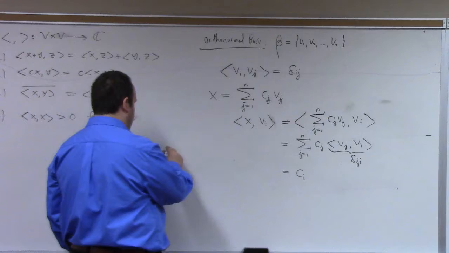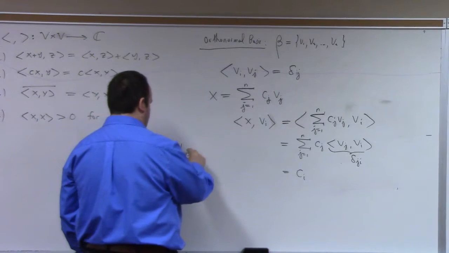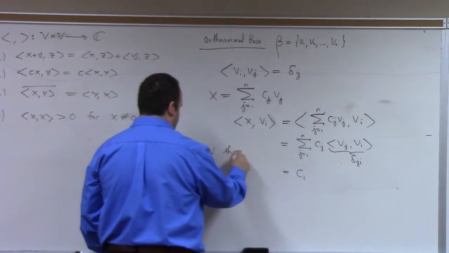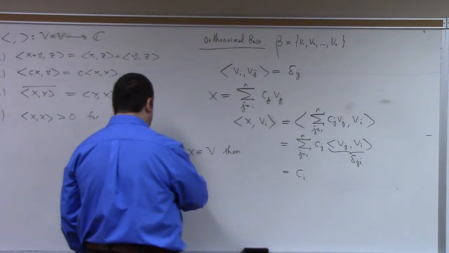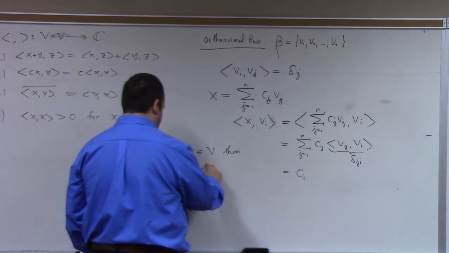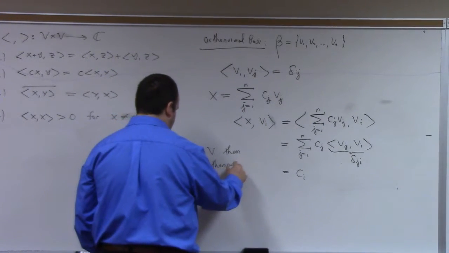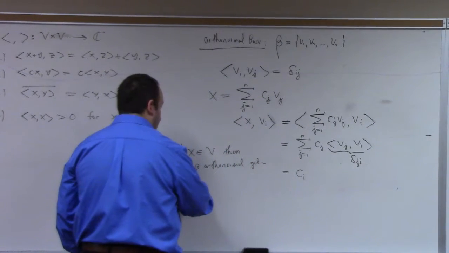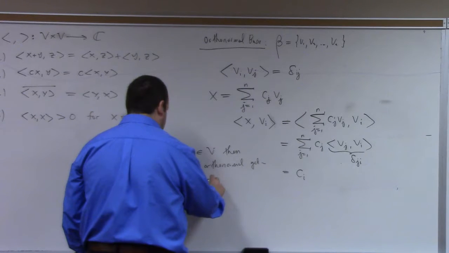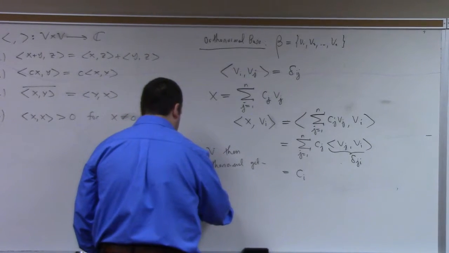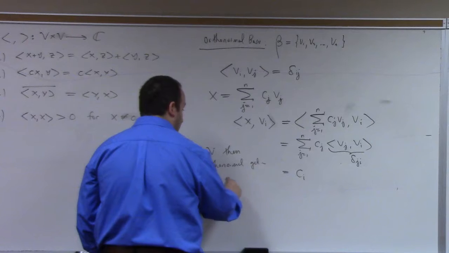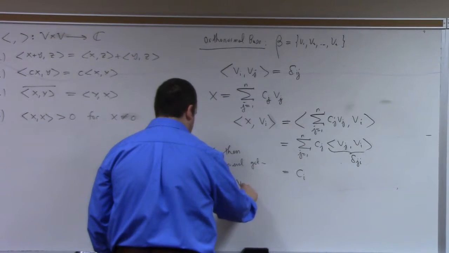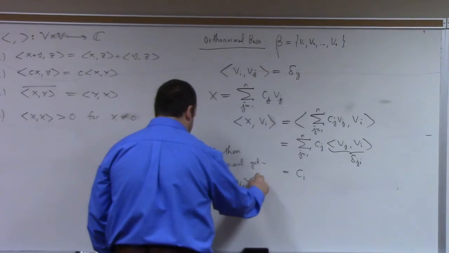So, theorem. If x is in a complex inner product space V, then with respect to an orthonormal basis beta, we get x equal to the sum, j equals 1 to n, of the inner product of x with Vj, times Vj.